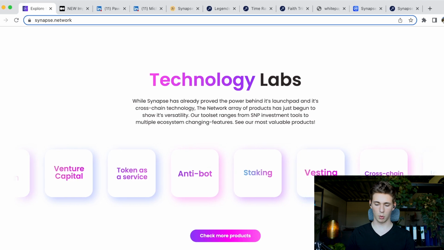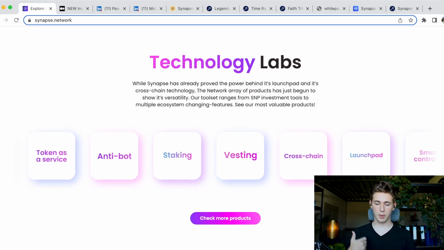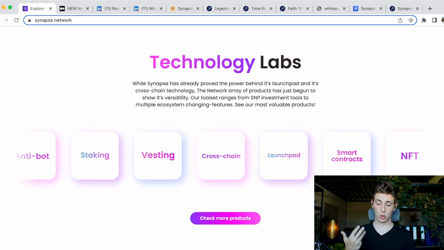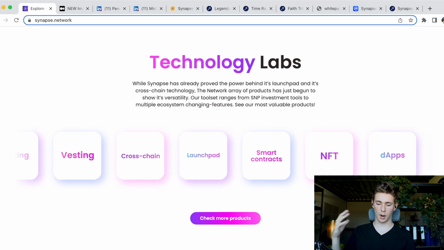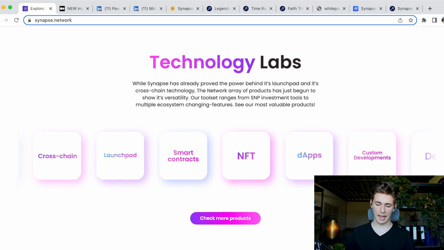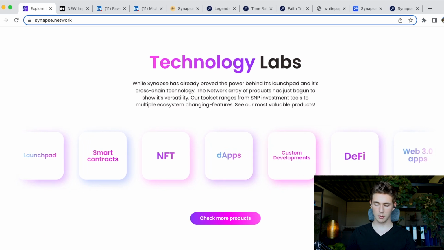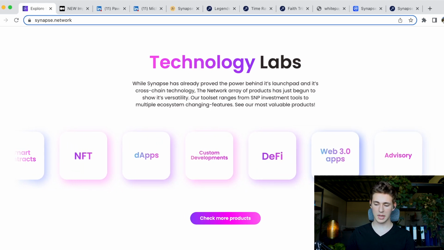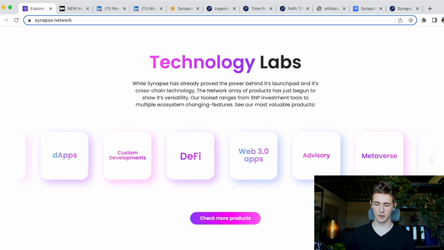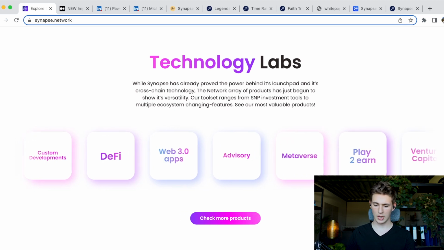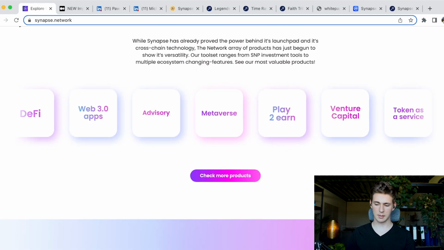See our most valuable products. So they have an anti-bot, staking, vesting, they're cross-chain, they have a Launchpad, obviously there's smart contracts, NFTs, dApps, custom developments, DeFi, Web3 apps, advisory, metaverse, play to earn, venture capital, and they basically keep on going.